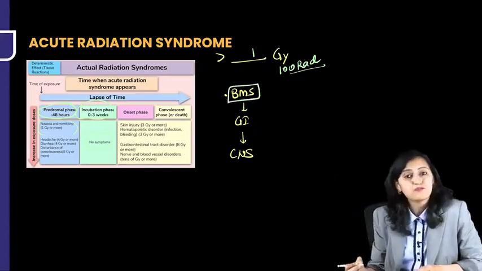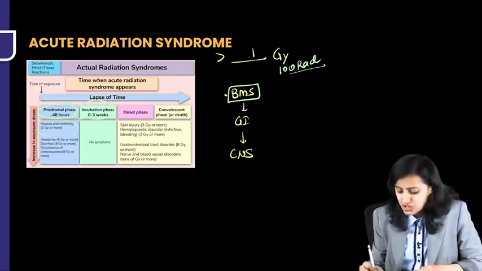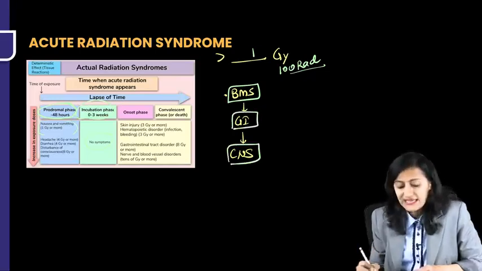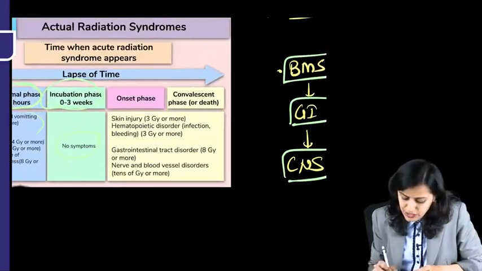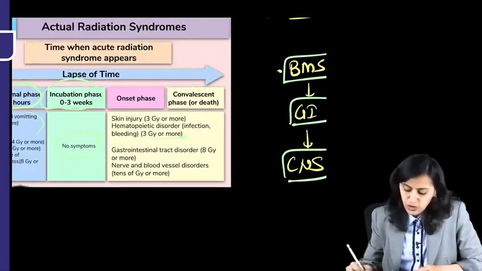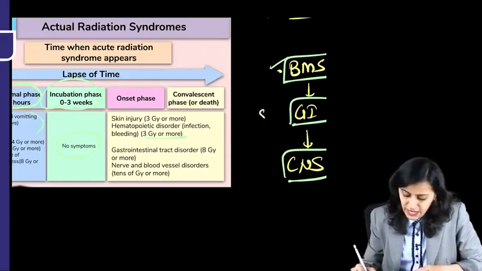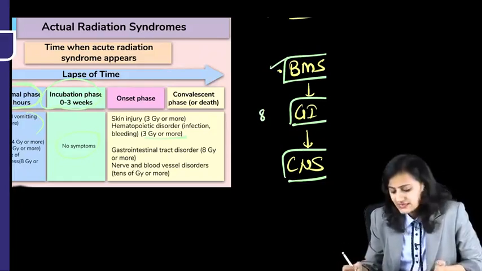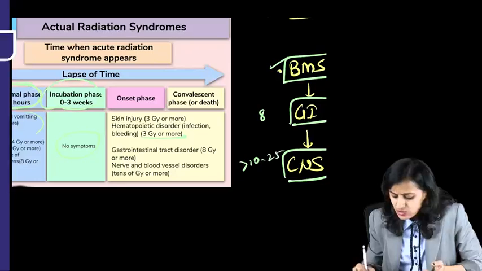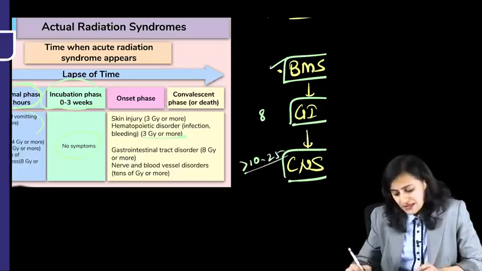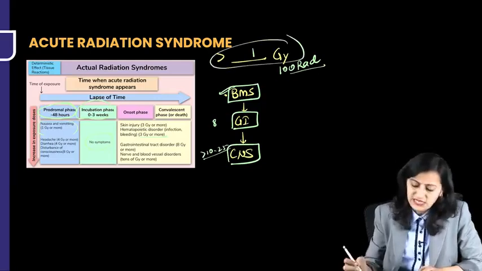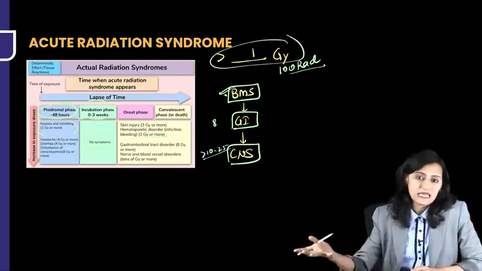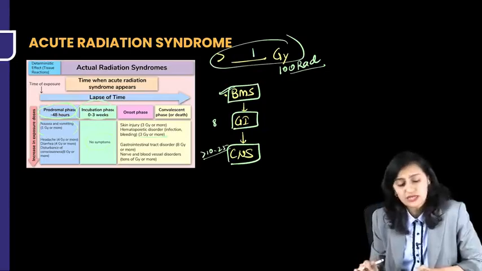First is the hematopoietic syndrome, the bone marrow suppression, then the GIT, and the last to be affected is the CNS. These occur at doses of 3 gray or more for the bone marrow, then 6 to 8 gray for the GIT, and more than 10 to 25 for the CNS. So remember that the first to occur is the bone marrow suppression, and all these occur at more than 1 gray, right? More than 1 gray exposure in a short time.